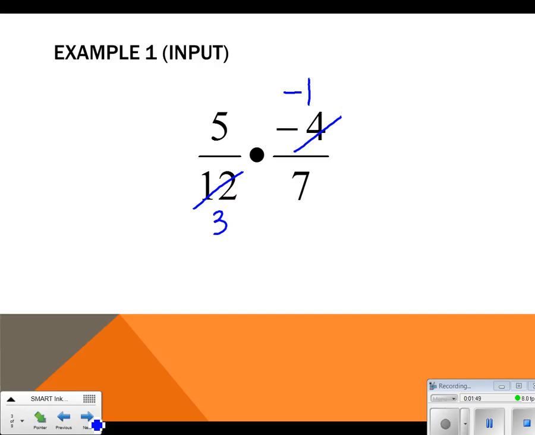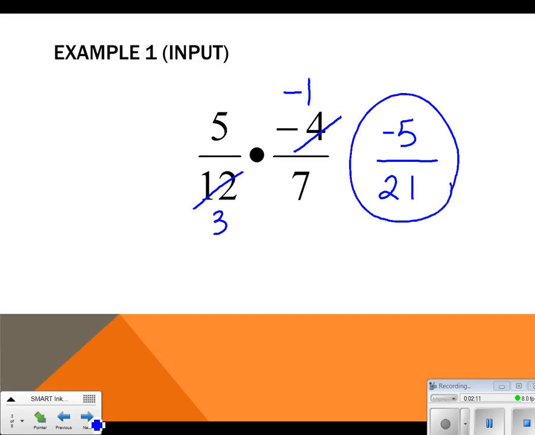Step 4, multiply the numerators. So 5 times negative 1. Multiply the denominators, 3 times 7. Step 5, reduce. Just double check to see if it is in lowest terms, which it is. And then step 6 is to change improper to mixed, and we don't have improper. And so we circle our answer.